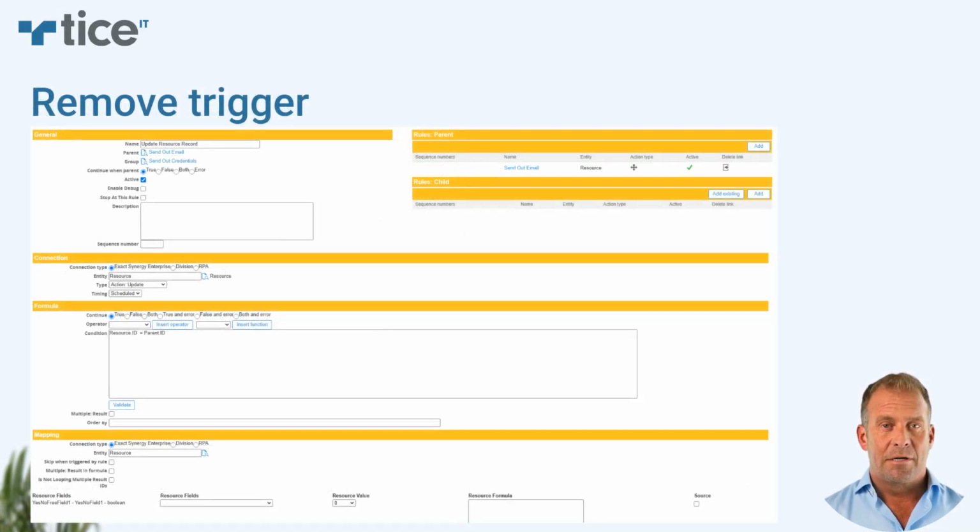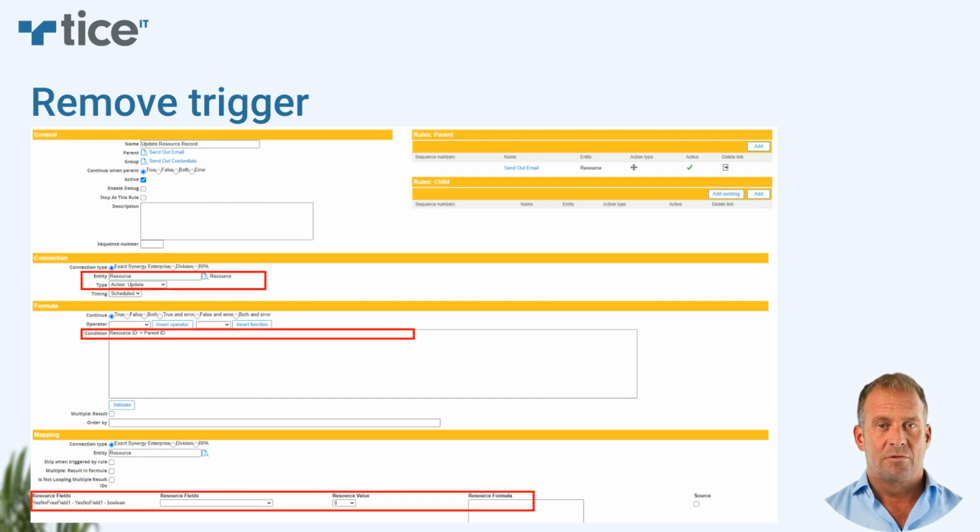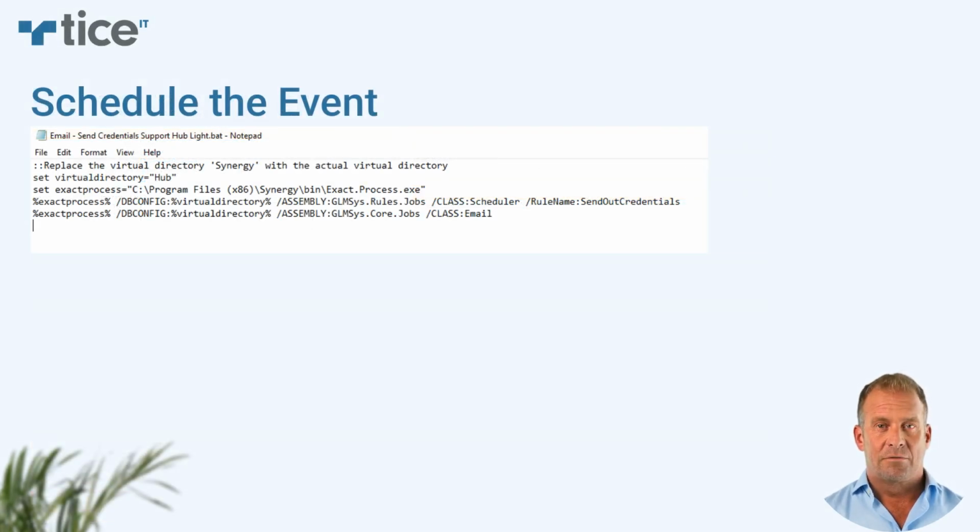We want to prevent this resource from triggering an email notification again, so we will create another child rule where we'll update the resource record to uncheck the checkbox. Now it's time to schedule the rule.